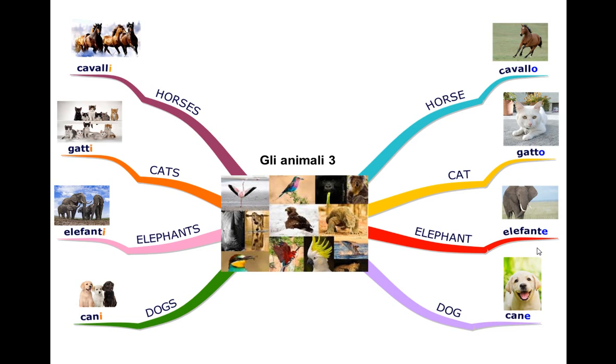We will review the words we learned in this session, alternating the singular and plural of each word. Cavallo, cavalli. Gatto, gatti. Elefante, elefanti. Cane, cani.